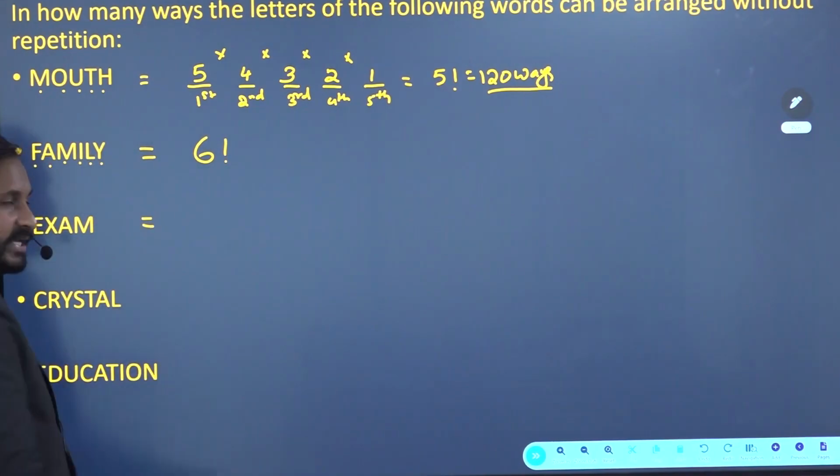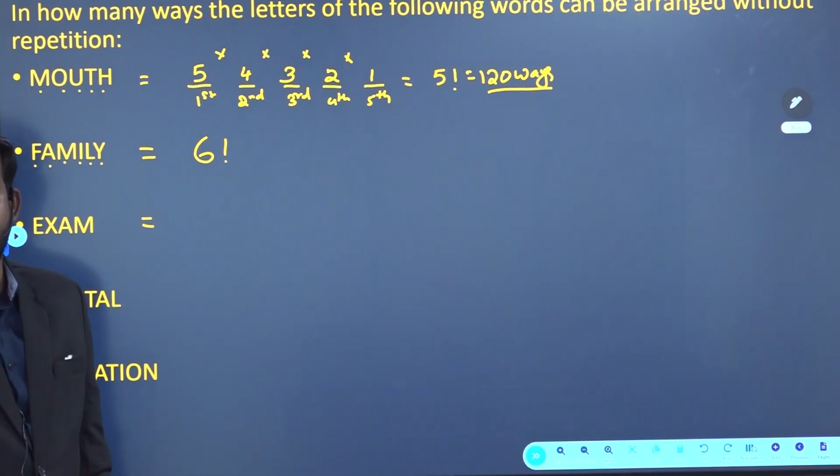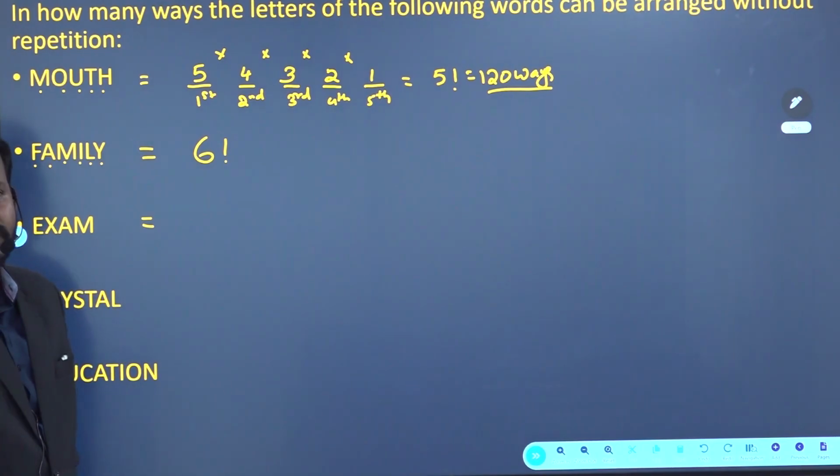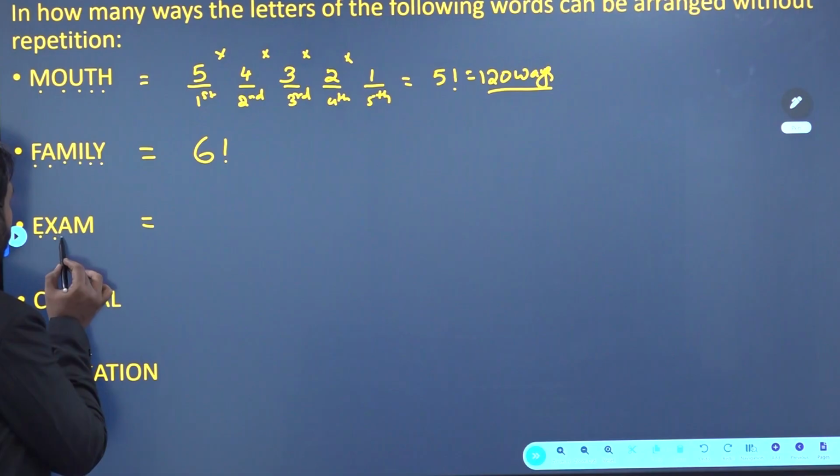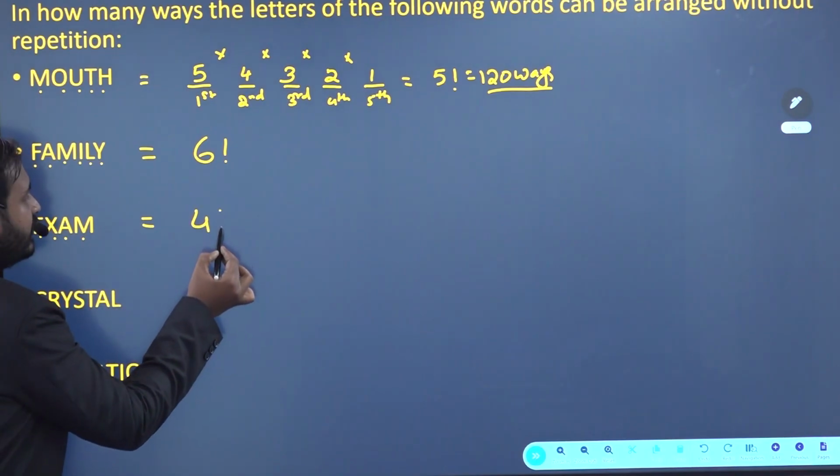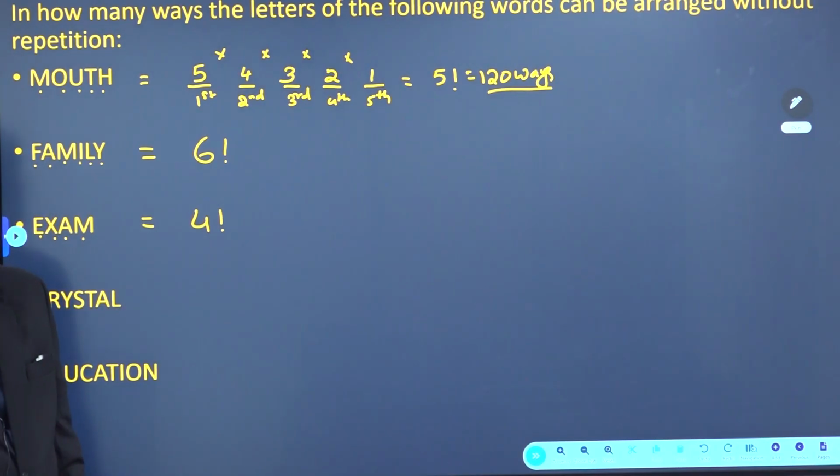Next, when it comes to exam, in how many different ways can we write the letters of the word exam? See here, 1, 2, 3, 4. So we can write it in 4 factorial ways.